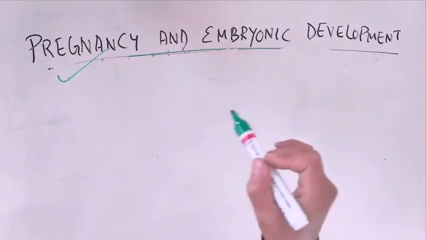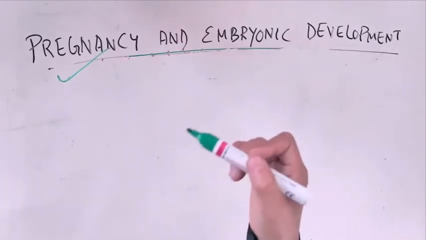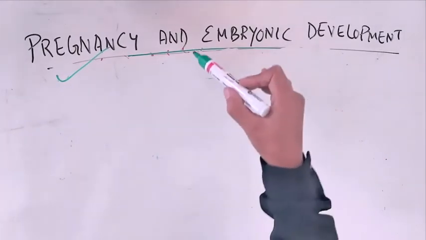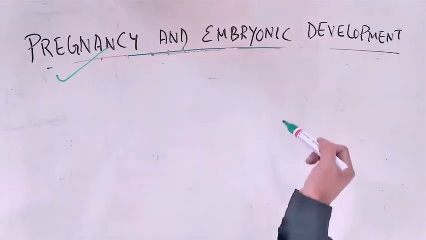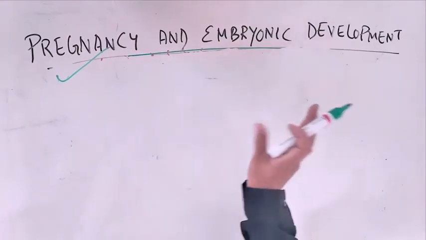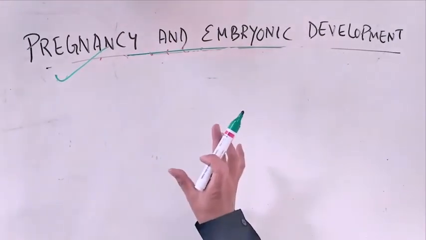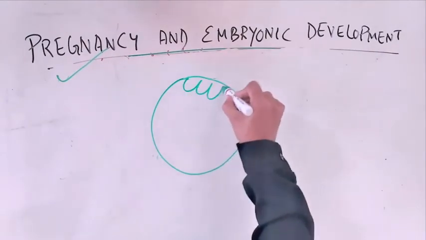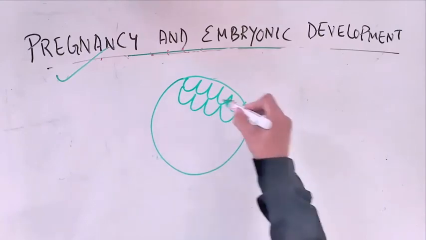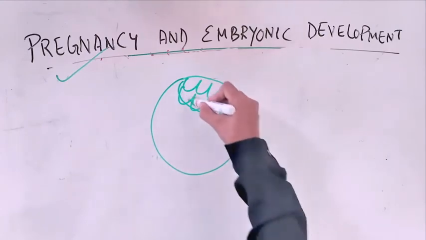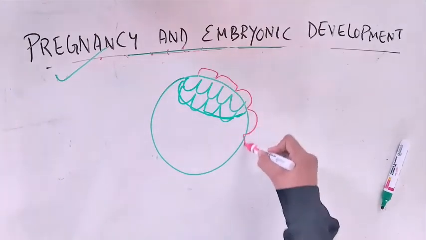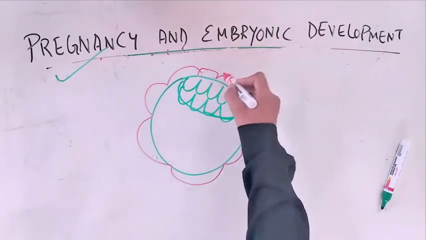HCG, chorionic gonadotropin, is what is detected in the urine test. Then the blastocyst gets embedded and implanted after it leaves the zona pellucida. Then the embedded part forms the placenta, and then the inner cell mass will start dividing and form the embryo. So let's see that later part of embryonic development.